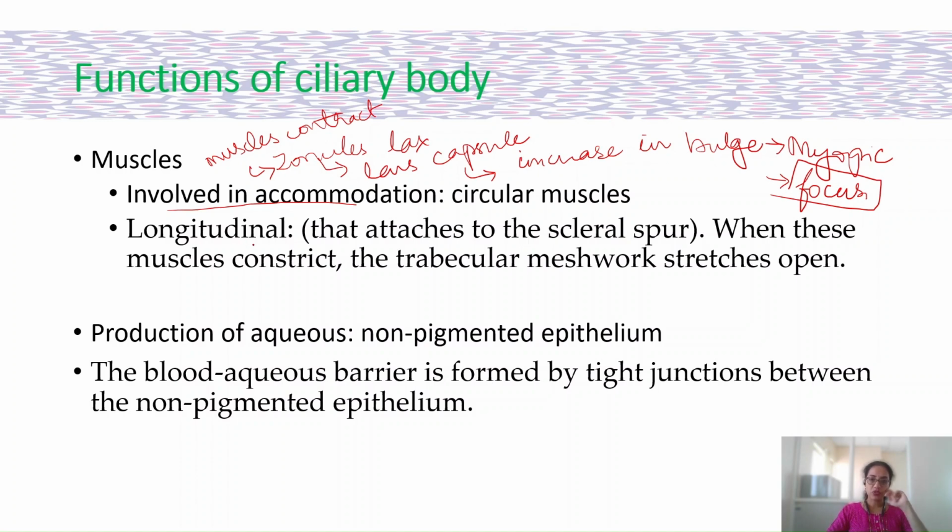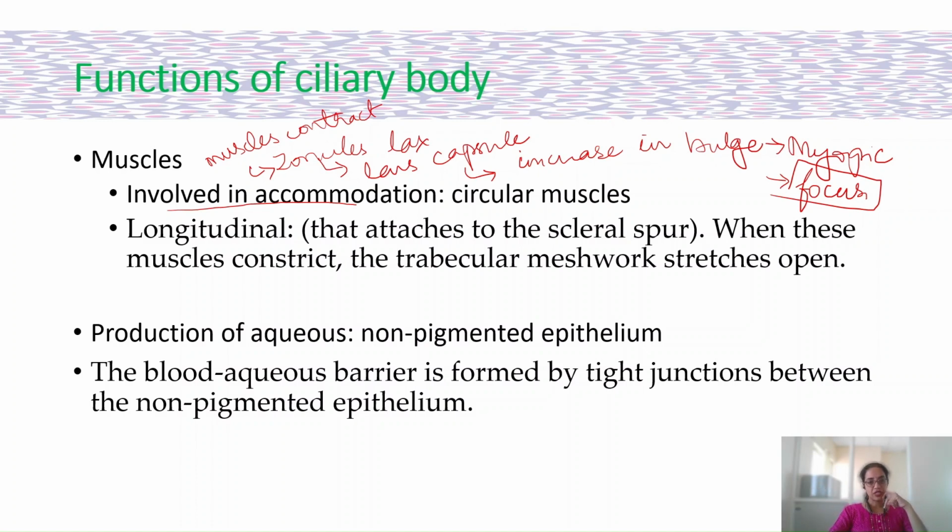Next, there are longitudinal muscles that attach to the scleral spur. So it's like a lid. Whenever these muscles contract, the lid opens and the trabecular meshwork, which is attached to the scleral spur, is stretched open. As a result, the aqueous has a chance to get drained through the trabecular meshwork.